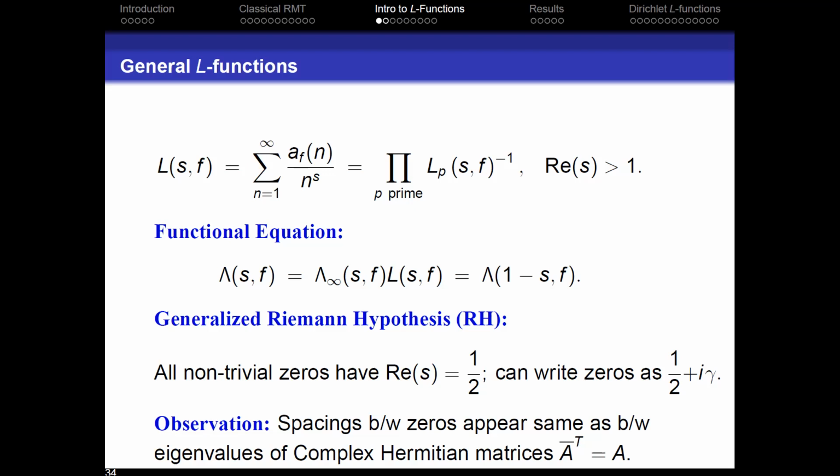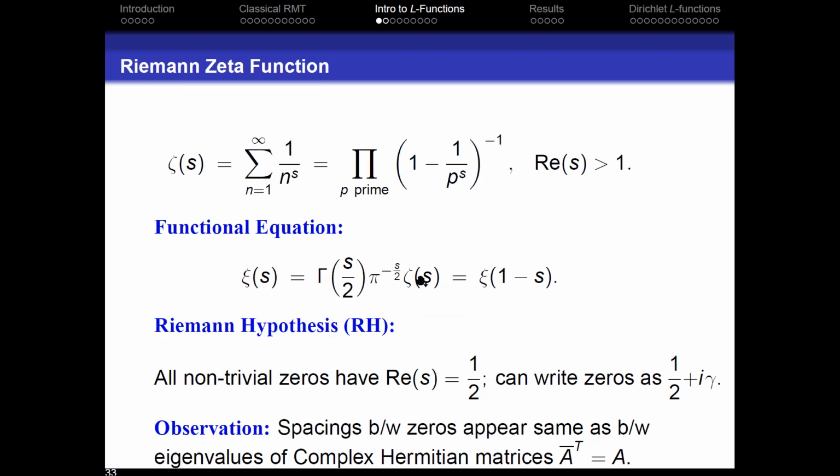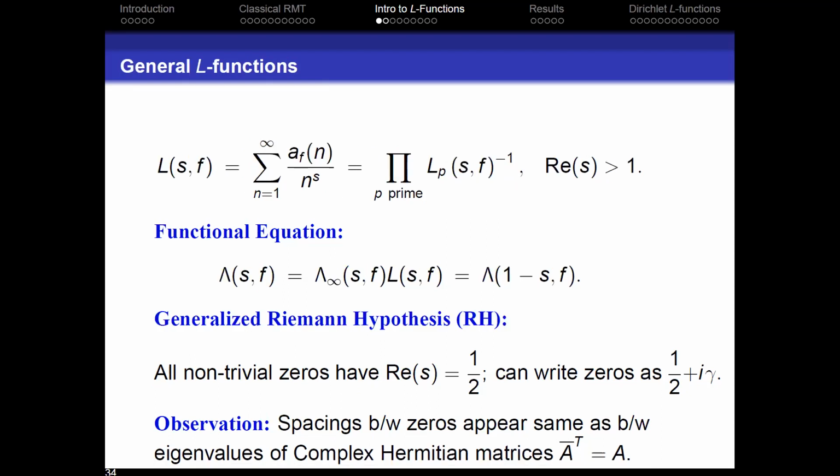So the Riemann hypothesis, or the generalized Riemann hypothesis, is that all the non-trivial zeros have real part of half. We talked about how last time, because of the gamma factor that emerges, there are trivial zeros at the negative even integers. And the observation, which is the starting point of the story, is that the spacings between zeros of the Riemann zeta function, or more generally of other L functions, seem to be the same as what you would see between the eigenvalues of complex Hermitian matrices, and similar behavior was seen looking at energy levels of heavy nuclei. There, however, instead of complex Hermitian, you saw real symmetry.